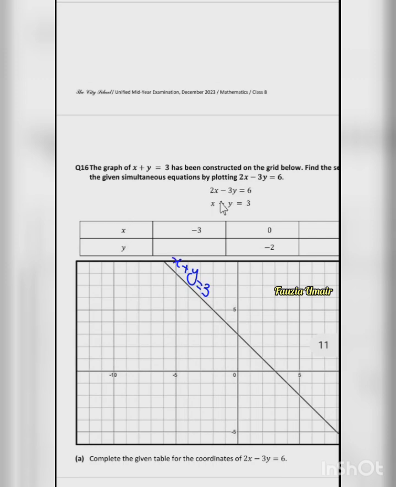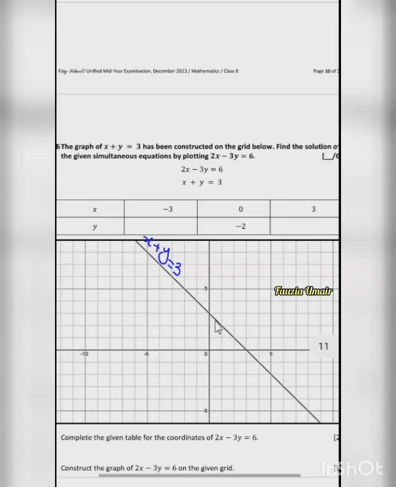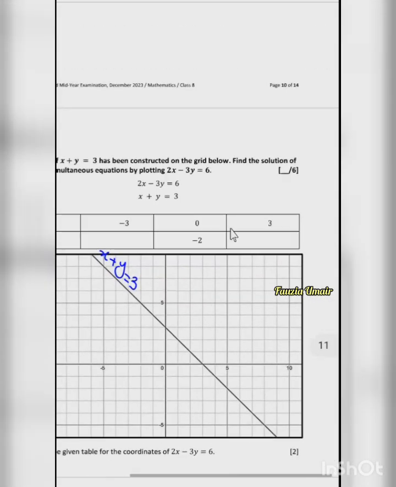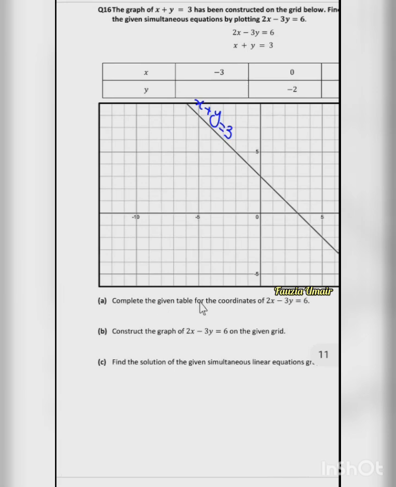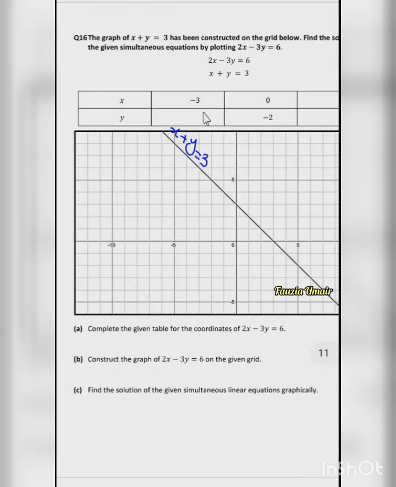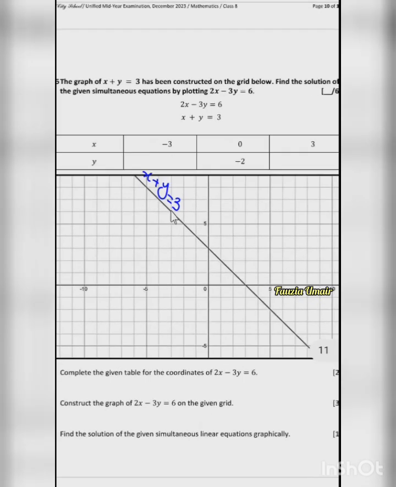So for the second line, the table is already with me. How will I solve this? Ma'am, we will put different numbers. The numbers are already given to you. It's a 6 marks question. The first part is to complete the table given on the top for this equation. It carries 2 marks because there are 2 unknowns. One is already solved for you.